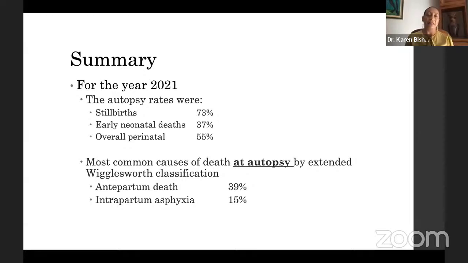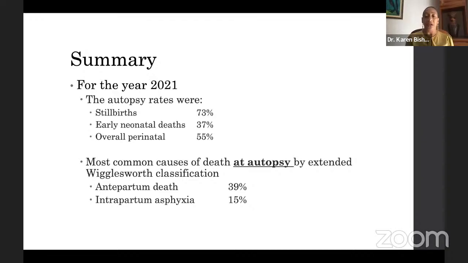Okay, so back to perinatal, and to summarize the perinatal autopsy rates. So the stillbirth autopsy rate was 73%, pretty close to the 75% that we aim for. The early neonatal death rate was 37%. And we see this every year. We know that in the small prems, it can be difficult to get permission from parents to have an autopsy done. And overall, as a result, the overall perinatal autopsy rate is 55%.